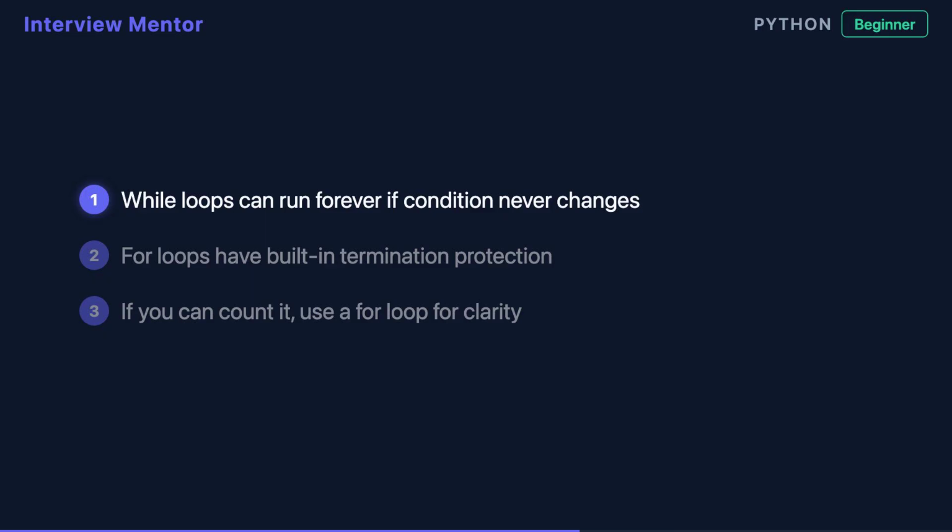If your condition never becomes false, you've created an infinite loop and your program hangs. Always make sure the condition will eventually change. For loops protect you from this because they have a built-in termination. Another tip: if you can count the iterations, use a for loop. Your code will be clearer and less error-prone.